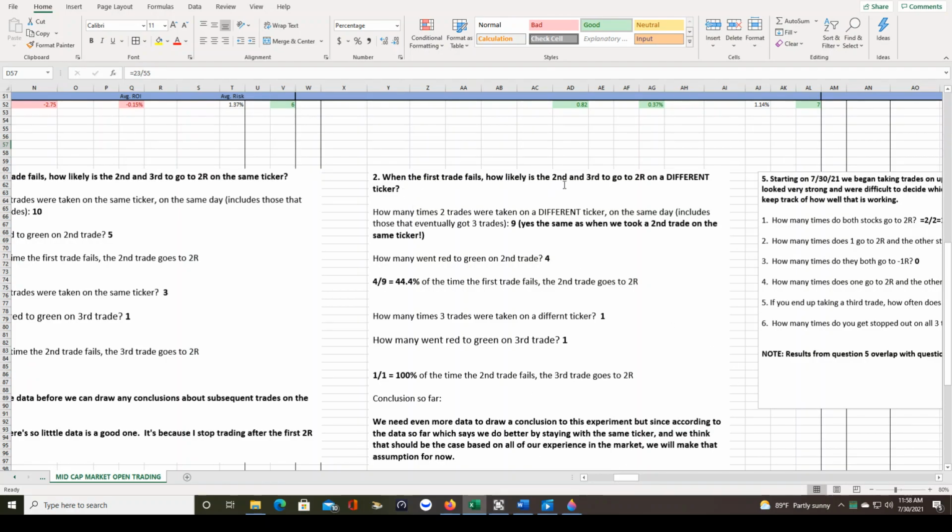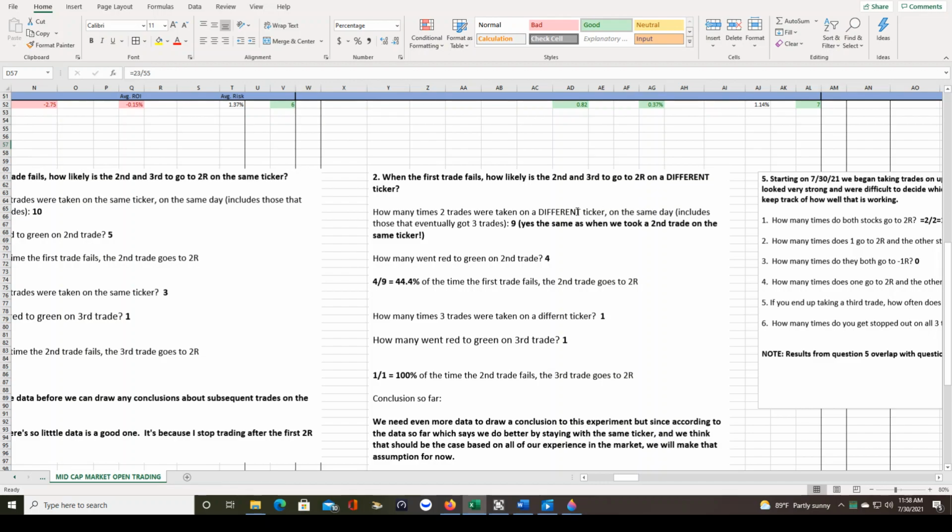When the first trade fails, how likely is the second and third trade to go to 2R on a different ticker? What that means is, let's say I take a trade on Amazon. I don't trade Amazon, but I'm just thinking of ticker symbols off the top of my head. Let's say I take a trade on Amazon and it fails, and I decide to go to a different ticker symbol, maybe because Amazon broke the ABCD pattern and I can't get back into it, and I need to look for something else to trade. How likely is that other ticker symbol to go to 2R on the very first trade?